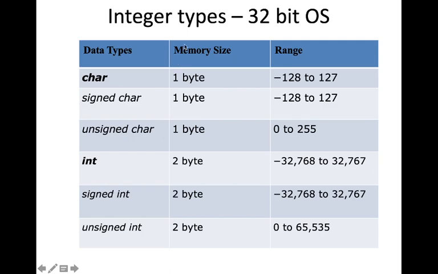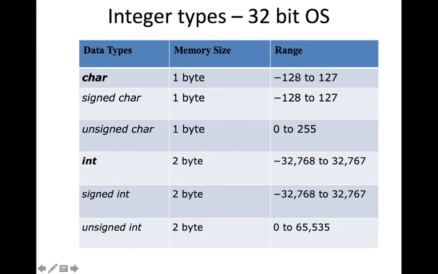So for a particular operating system, if it is a 32-bit OS, this will be the memory that will be allocated. It varies, it depends on the system you are using. If it is a 32-bit OS, for the character data type, the size allocated will be 1 byte. So if you declare some variable as character, only 1 byte of memory will be allocated for that, and the range of values is minus 128 to 127.